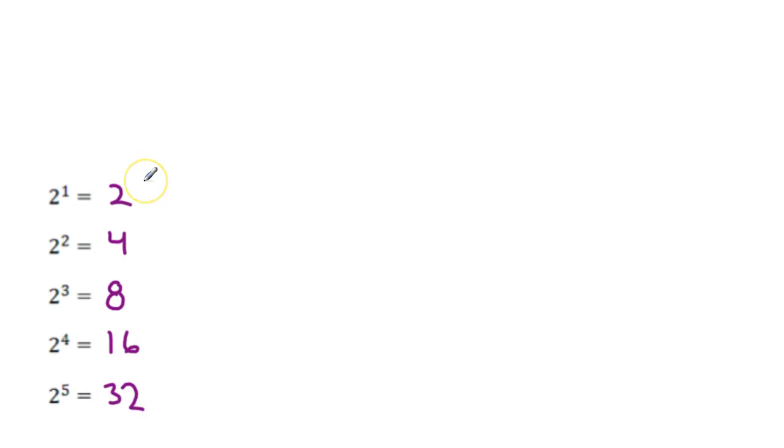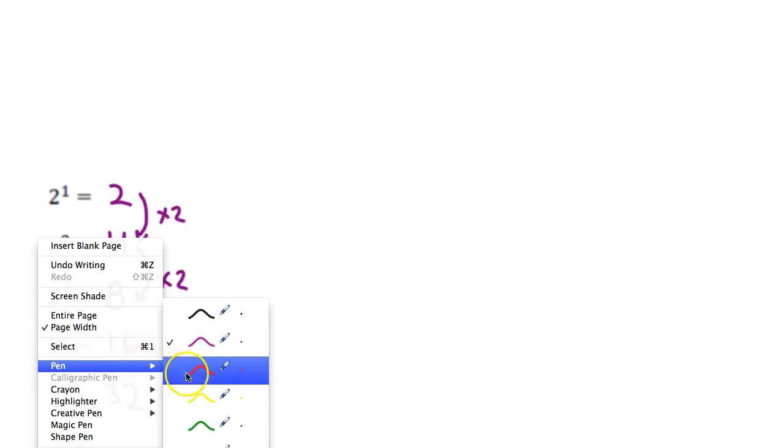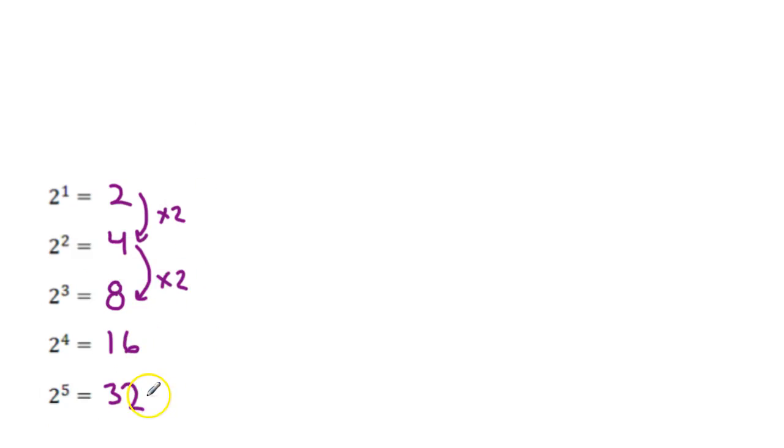All right, so I have all these written down. Is there a pattern here? Well, let's see. To get from 2 to 4, I did times 2. To get from 4 to 8, I did times 2. But what if I wanted to go the other way? 32 to 16, I divided by 2 there. To get from 16 to 8, I also divided by 2.